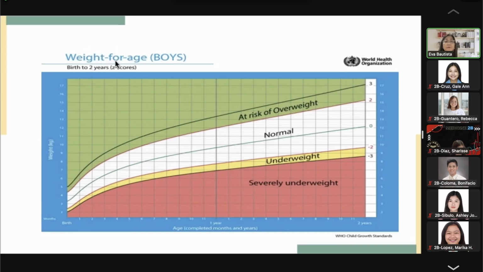So this is the weight for age chart. Why is it a weight for age? The vertical line here represents the first one that is measured, which is the weight. And the one on the horizontal line is the age of the infant. That's why it's the weight for age chart. And it's color coded. Below -2 Z-score, you have an underweight infant, and below -3 Z-score, severely underweight. Above +2 is at risk of overweight.